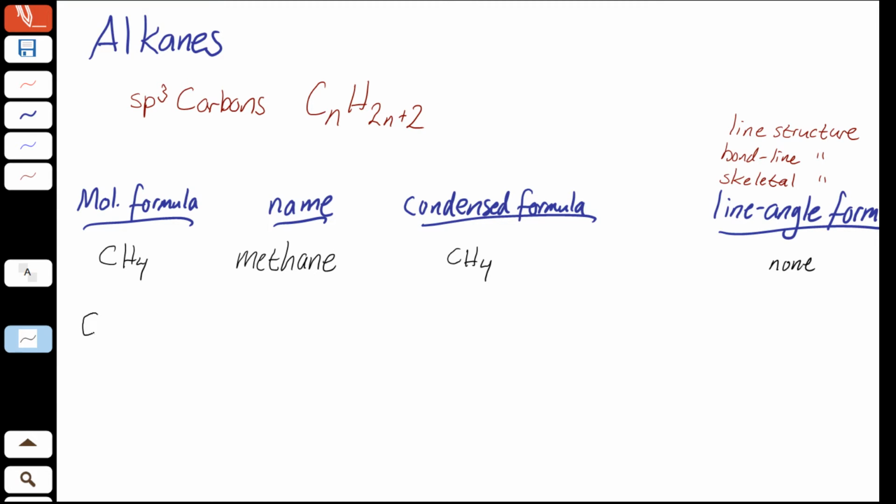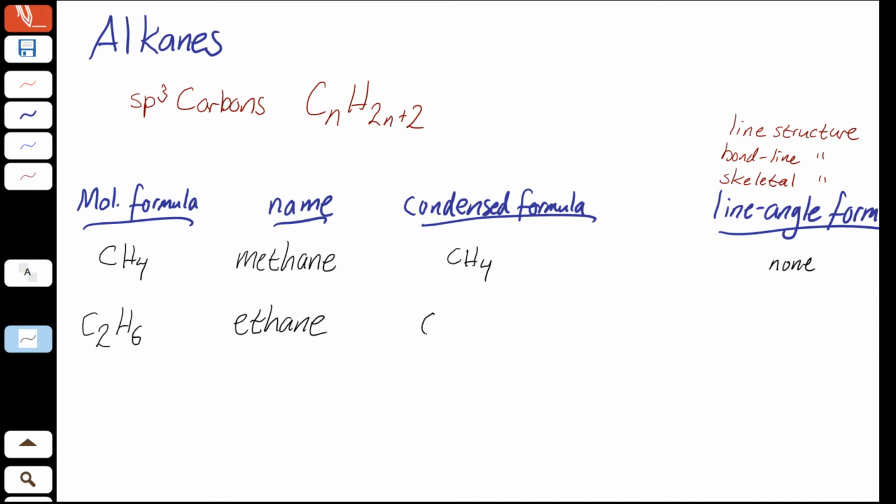So if we add another carbon and we have C2, how many hydrogens is that going to have? 6, right? Because 2 times 2 plus 2 is 6. So it's going to be C2H6. This one's called ethane. The condensed formula, which we talked about a little bit last week, is where we show all the carbons, but we condense the hydrogens onto them so that we're not drawing a line for every single hydrogen, which is going to be really important as our structures get bigger and bigger.